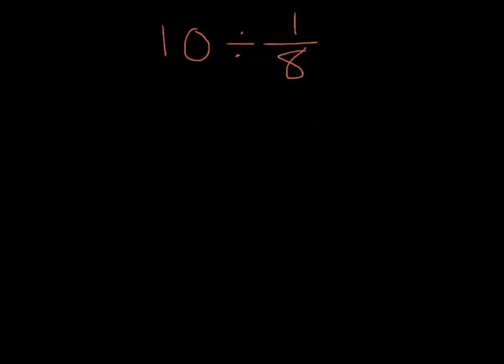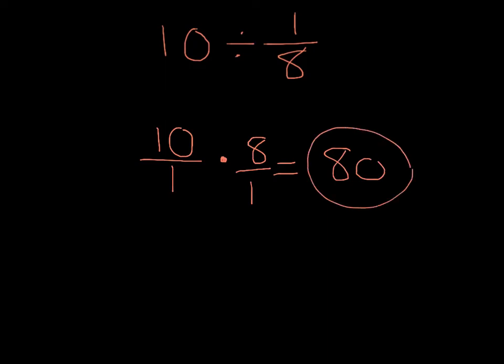Now in this one we have an integer and a fraction, and whenever you have that integer you can write that as a fraction just over 1, 10 over 1. So we're going to keep the 10, change division to multiplication, and then flip our second fraction. So it's now 8 over 1, and 10 times 8 is 80, and 80 over 1 is just going to still be 80. So pretty easy.